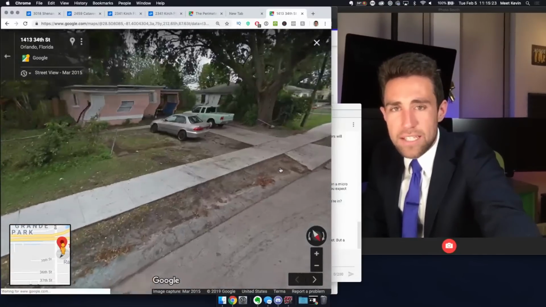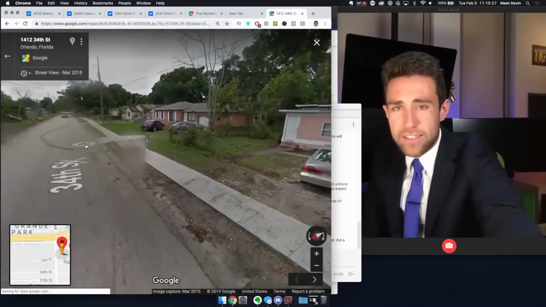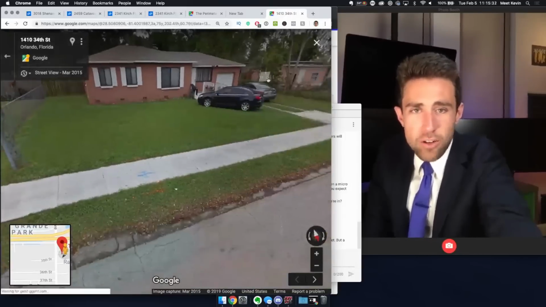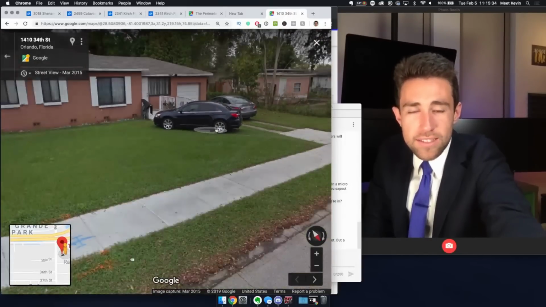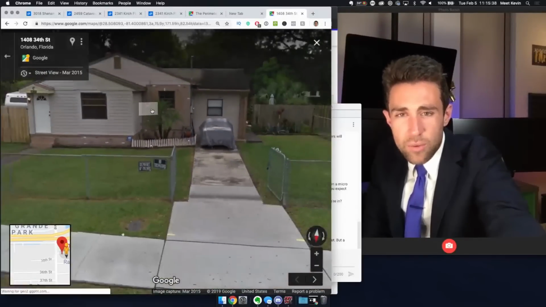Not great for the neighborhood. So this is the property. This actually looks like it's going to be one of the smaller houses within the neighborhood. This guy's literally parking on the grass. I don't like seeing that stuff, the chicken wire, things like that.